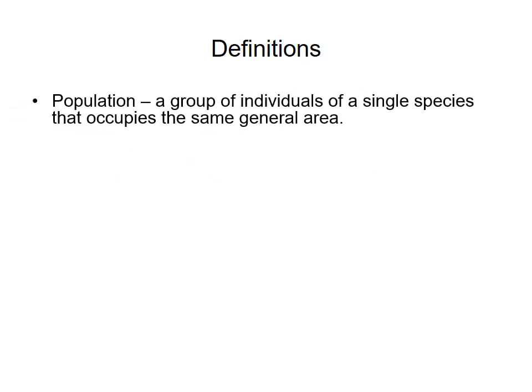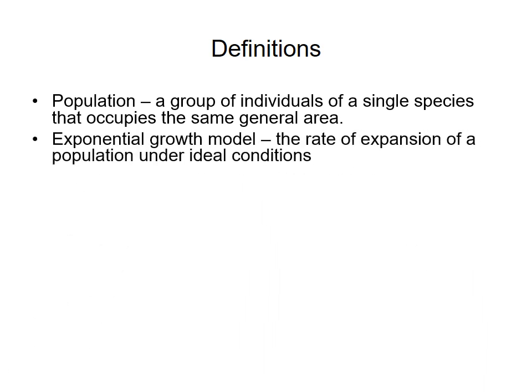Some we've talked about already, but they're important for carrying capacity. So a population is a group of individuals of a single species that occupies the same general area. This is a new one, at least that we've never done. You might know this already. Exponential growth. Exponential growth is very fast, and it's because populations can reproduce under ideal conditions. We'll get to more of that in just a little bit.